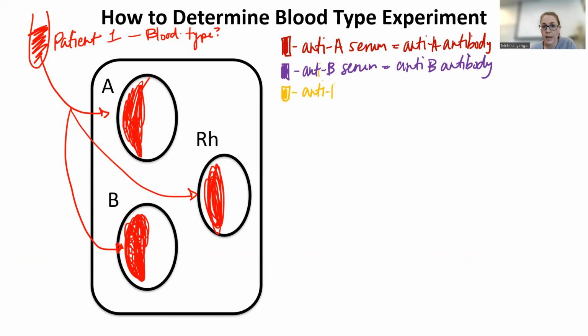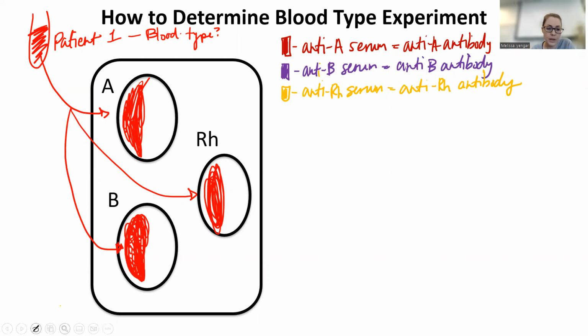Forgot the I there. Anti-RH. These are called anti-D, but I just like to use RH. So the anti-RH serum has, guess what? Anti-RH antibodies. And I know what you're thinking, but you said the body doesn't have any RH antibodies. These are simulated. We're making simulated antibodies, similar to what your body would create in terms of an RH antibody.